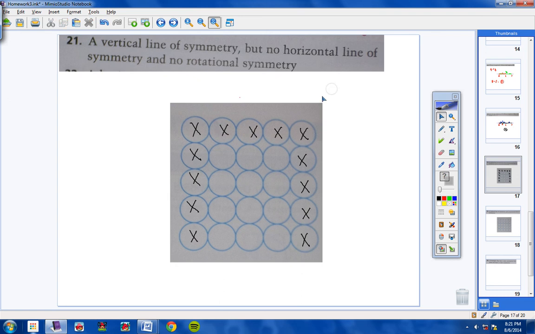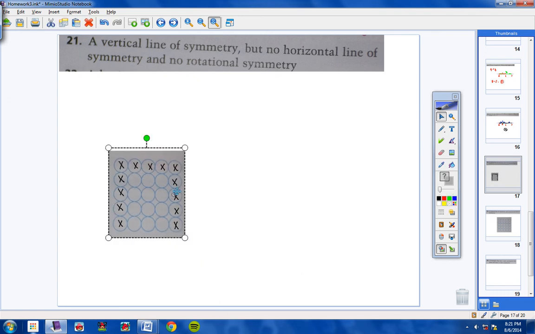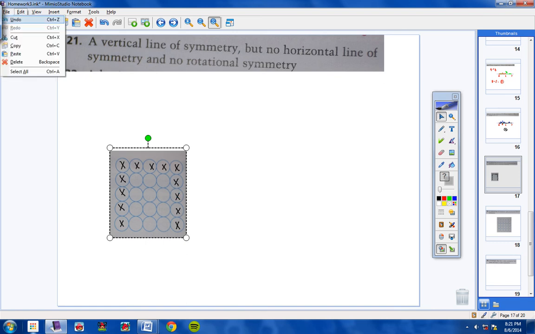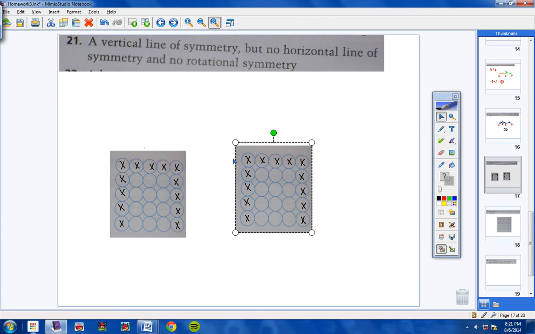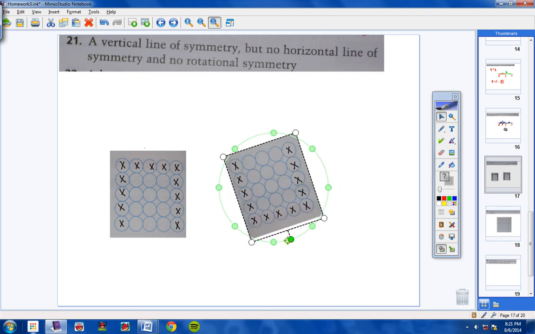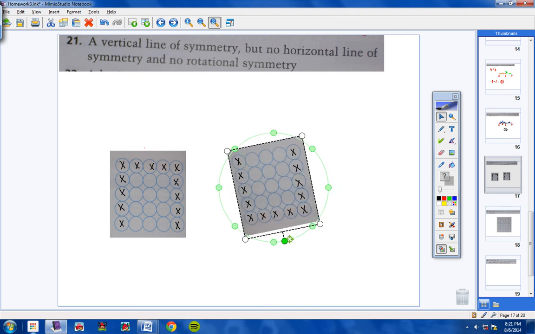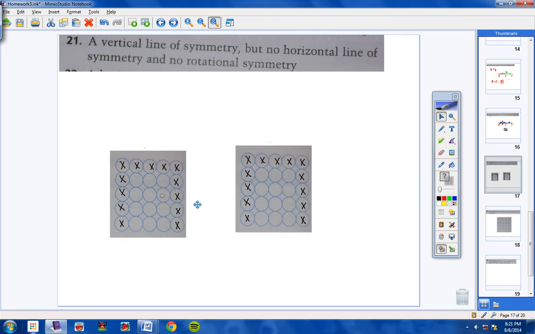I'm going to shrink this down so we have a little room, okay? And then put it right over here. Now watch. As I take this figure and turn it, it will not look like the original figure at all, ever. Turning it, turning it, turning it, turning it. There, I went 180 degrees, and never in any of my rotations did it look like the original figure over here. Never. Okay? So it does not have rotational symmetry.